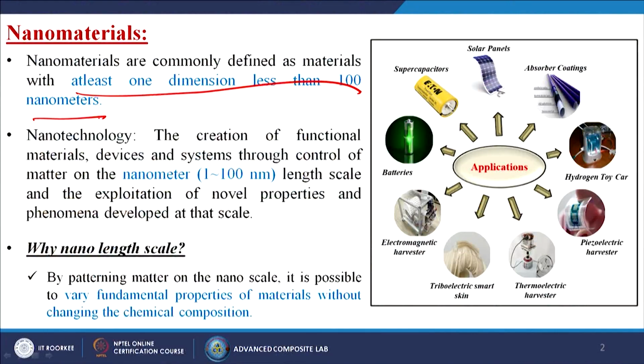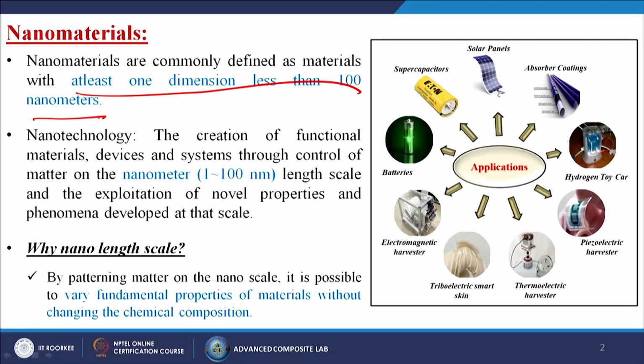The technology which deals with nanomaterials is known as nanotechnology. It is the creation of functional nanomaterials, devices and systems through control of matter on the nanometer length scale, and the exploitation of novel properties and phenomena developed at that scale. The nanometer also has a range: when we talk about nano, it is defined from 1 to 100 nanometers. So, the dimension should be below 100 nanometers, then we call it a nanomaterial.